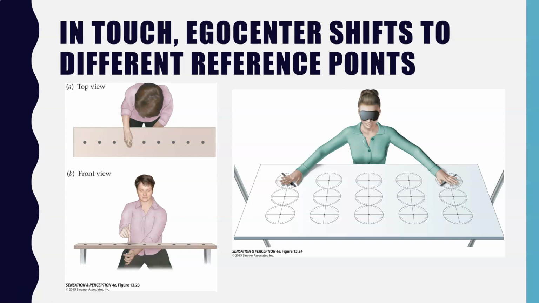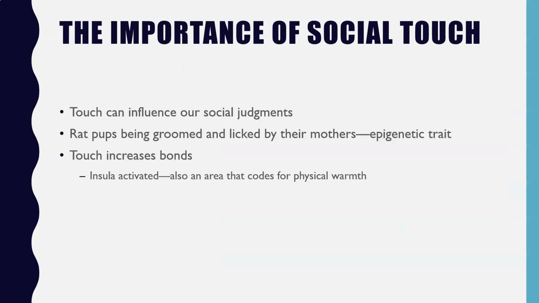So what this tells us is that it's a lot easier to figure out an ego center when you're dealing with a very passive sense, where you don't actually have to engage in active sensing. But with something like touch, where we do actually have to reach toward an object or grasp an object to learn about it, our ego center is constantly going to be shifting to different reference points.